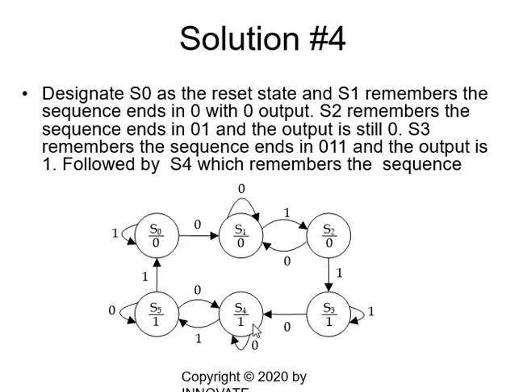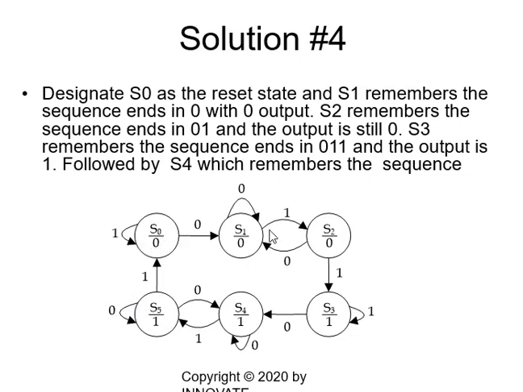So S4 will remember the sequence here in S4. If I receive 0 in S4, the output will continue to be 1. But once I receive 0, 1, 1 again, the output will fluctuate back to 0. So S0, the output will be 0. I receive 0, 1, 1, the output will be 1. I receive 0, 1, 1 again, the output will fluctuate to 0.